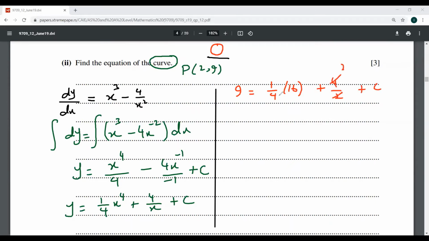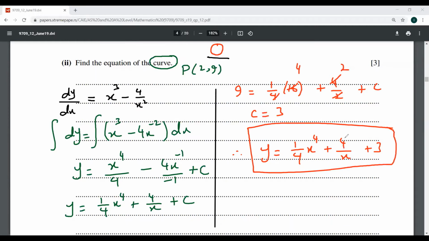This is 2 times 4 times. So this is going to give us 6. So your c is going to be 3. Therefore, the required equation is y equal to 1 over 4 x to the power 4 plus 4 over x plus 3. That is the required equation of the line. I mean, of the curve, sorry, I'm saying line. The equation of the curve is here, okay?